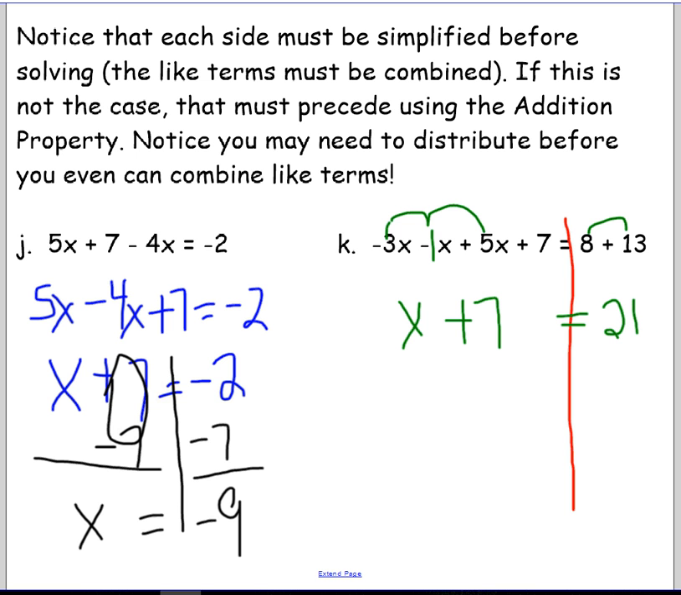And so now that I've simplified, now I can do the opposites. So we're going to subtract 7 to get x by itself. So we need to go across the equal sign and subtract 7 as well. And so x is by itself now when we zero out our 7s. And 21 minus 7 is 14.